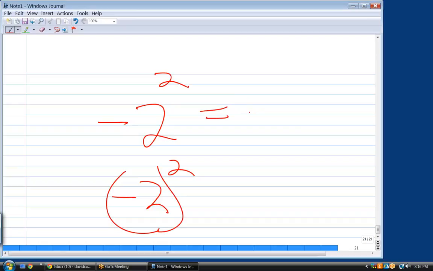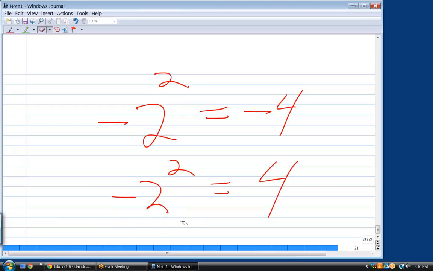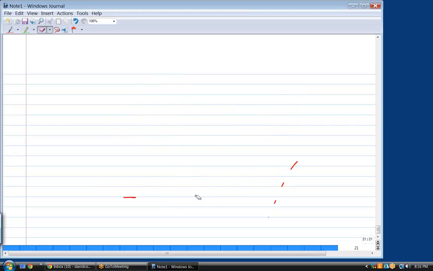2 times, it's negative 4. Bottom one's equal to what? 4. You got it. In other words, the exponent only operates on whatever is in the parentheses. Or if I don't have parentheses, then it only operates on whatever is below it. And that's key in dealing with exponents. Definitely want to know that.